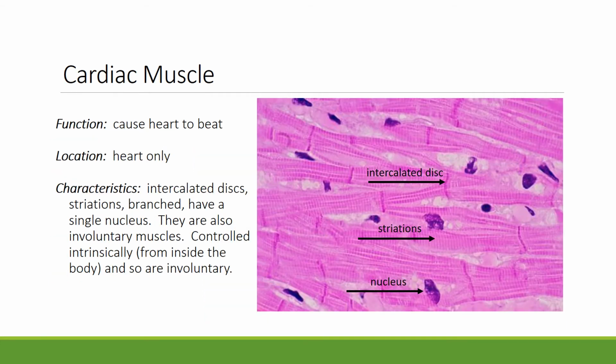The only location of cardiac muscle is in the heart, and its job is to cause the heart to beat. It has a number of important characteristics like intercalated discs, striations, the fact that it's branched and has a single nucleus in each cell. These are also involuntary muscles, which means they're controlled intrinsically, or from inside the body, and so they are involuntary. Note the intercalated disc, the striations or stripes, and the nucleus in this slide of cardiac muscle.